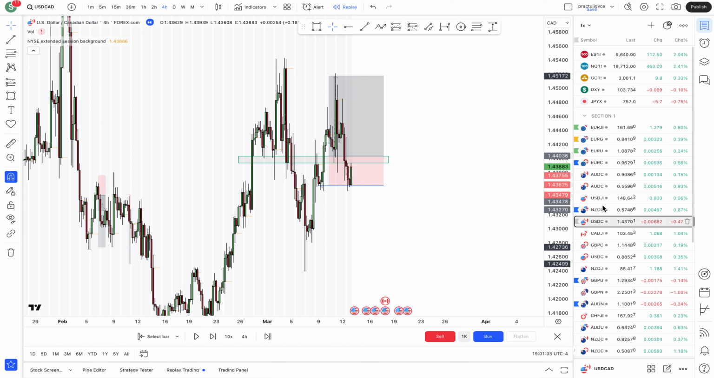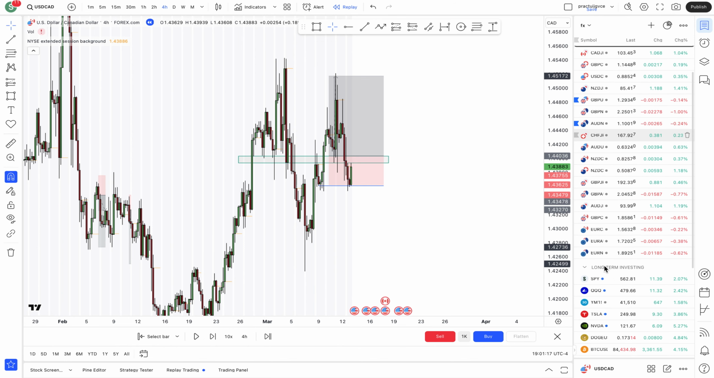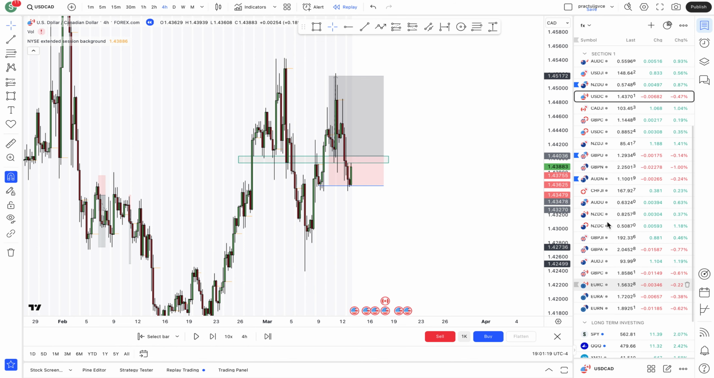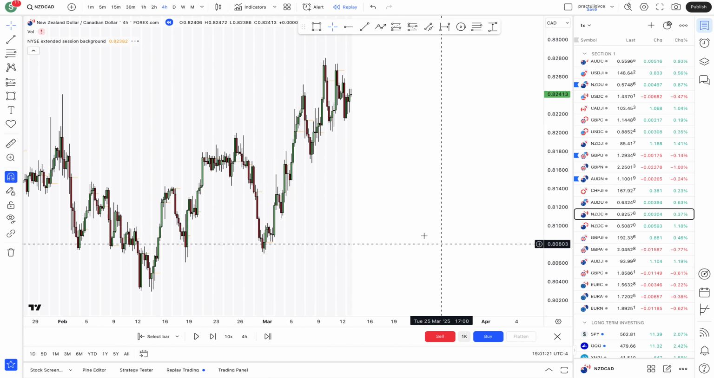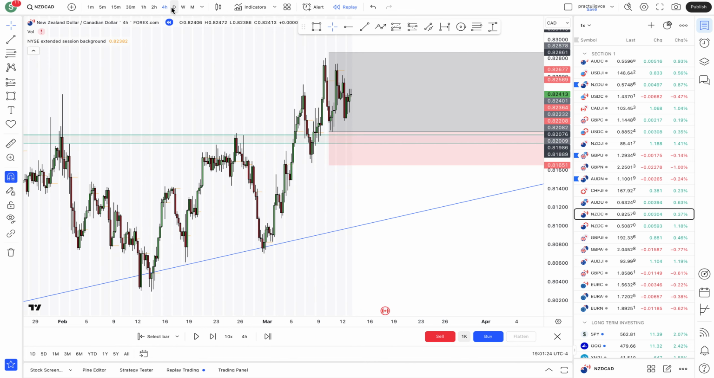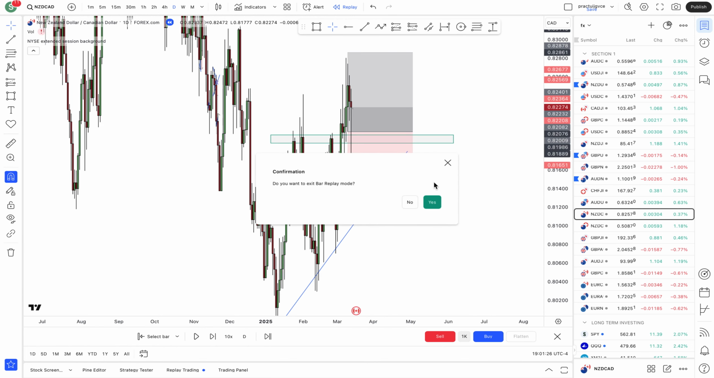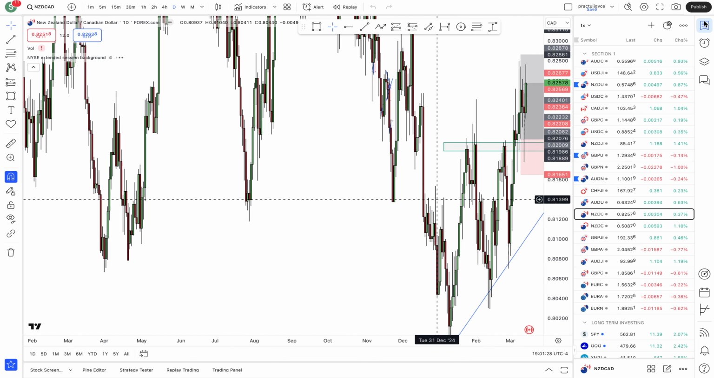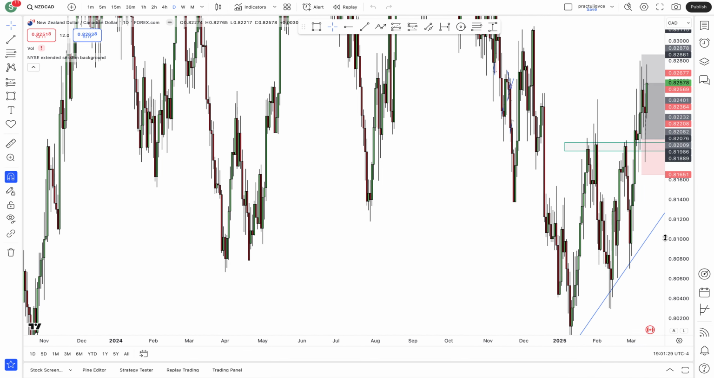I'm going to show you the other example from this past week. It was on NZD CAD. It was pretty much the same trade, honestly. The XXX CADs, they all moved up at the same time here. Where is it? NZD CAD. Okay, it's down here. Let me delete this.